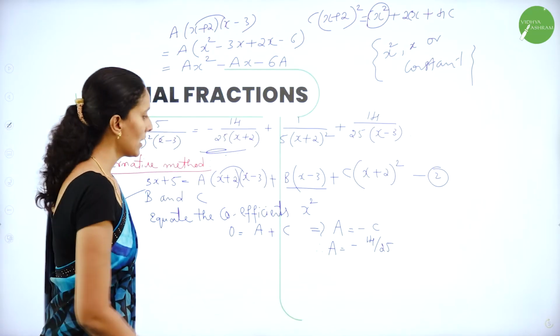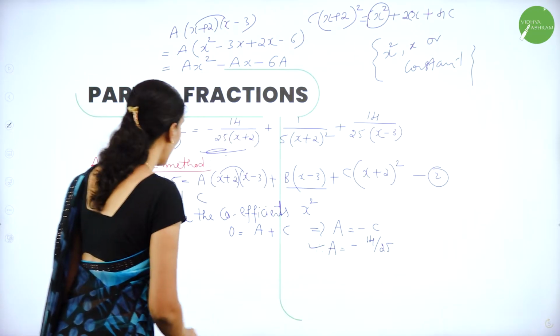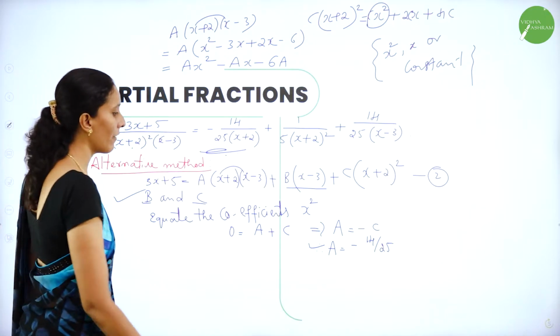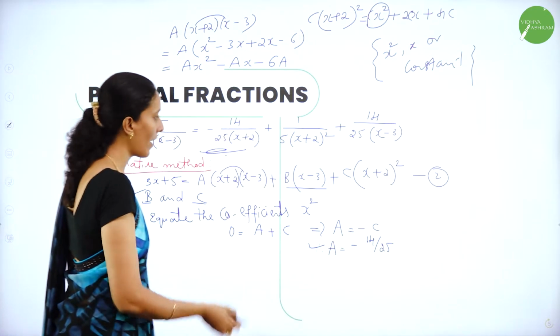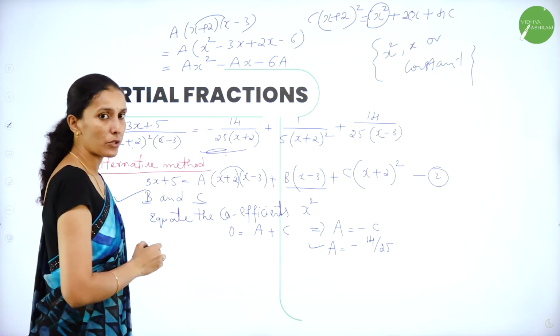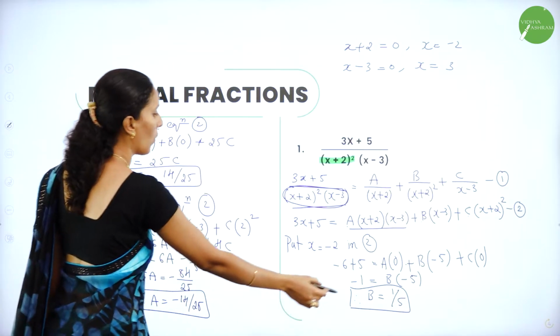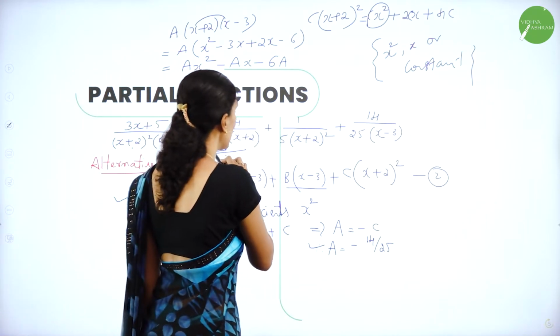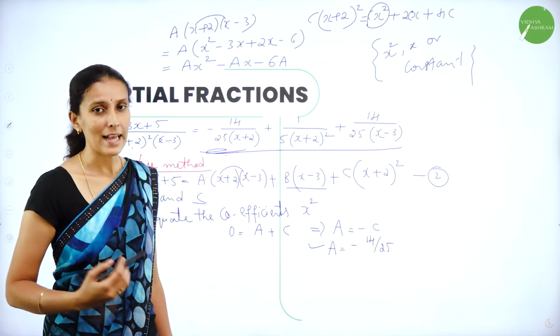The same thing, just substitute the values of a, b and c in the given equation. Your a value was minus 14 by 25, b was 1 by 5, and c was 14 by 25. So you're just writing the solution as it is.